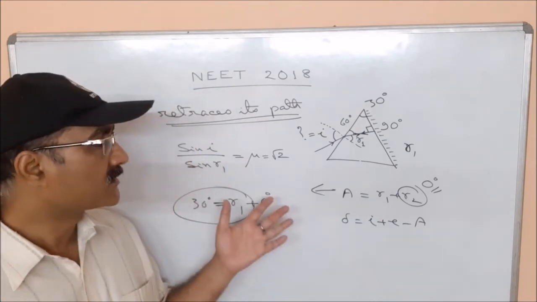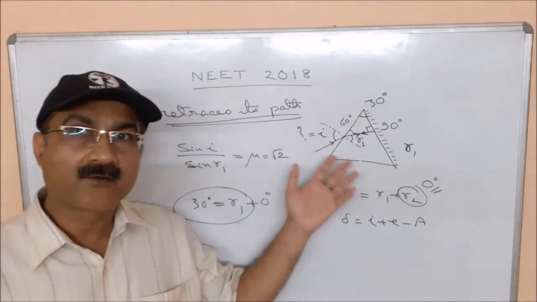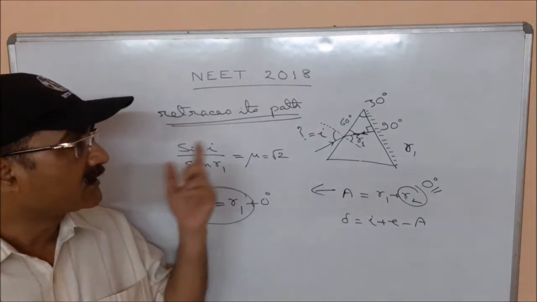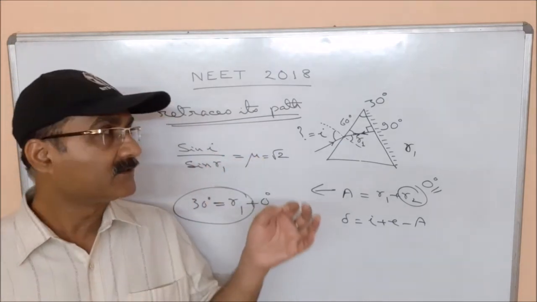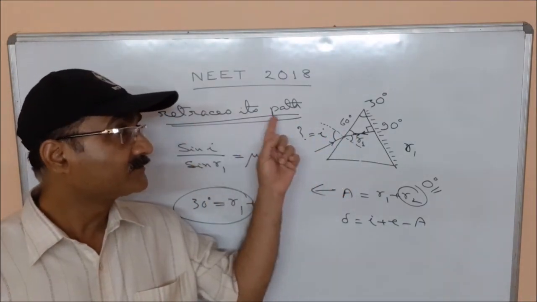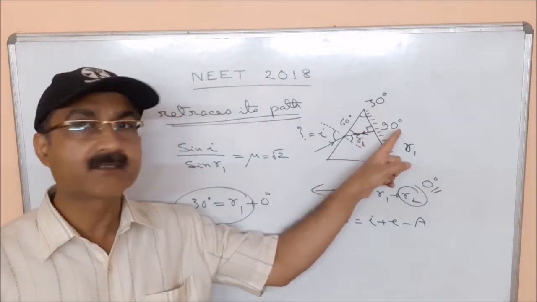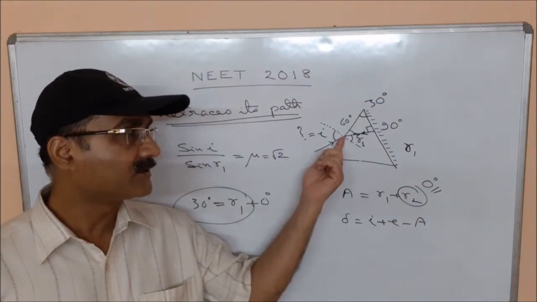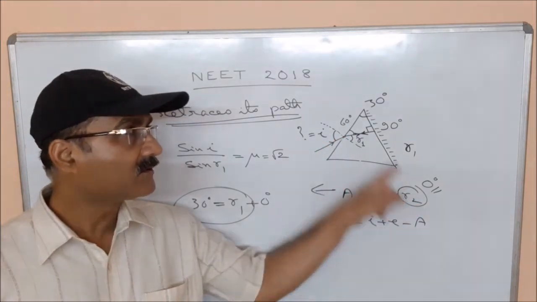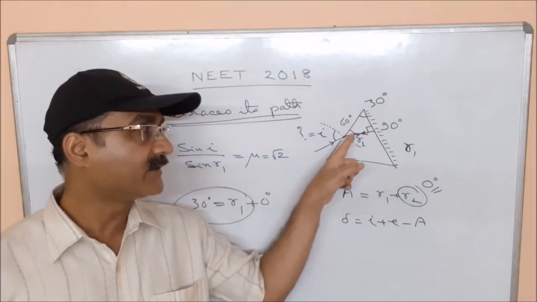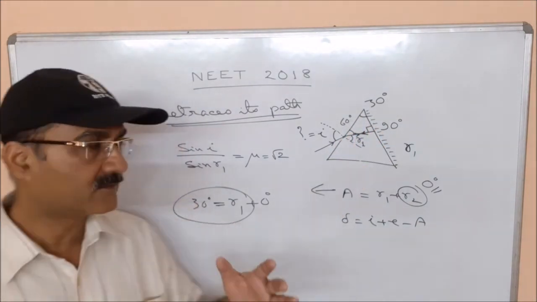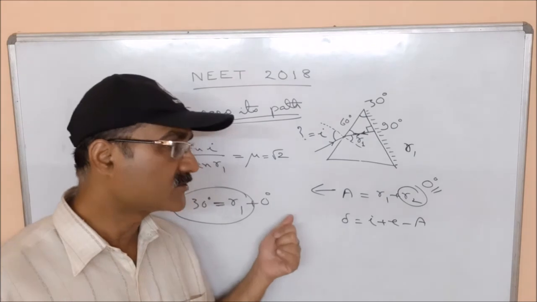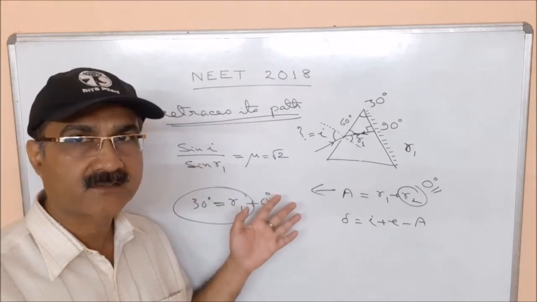Clear? See, in this question, I'll rate it to be of medium difficulty because you have to realize that this angle is 90. Then you have to realize that you have to use Snell's law here and R2 will be 0, or you have to use geometry here to find R1. This is not difficult, but for the exam, within the time limit, we have to think about all this. That's why I will rate it as medium difficulty. Clear?